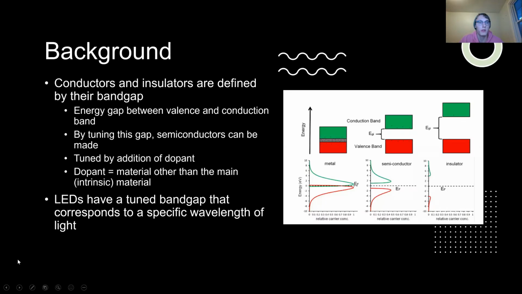So just some background to start us off. Conductors and insulators are defined by their bandgap. Their bandgap is the energy difference between the valence and the conduction band, which correspond to the HOMO and LUMO respectively. And essentially by tuning this gap, semiconductors can be created, which are sort of in between a conductor and an insulator. In order to do this tuning, you can add dopant, which is a material other than the main or intrinsic material of the conductor.